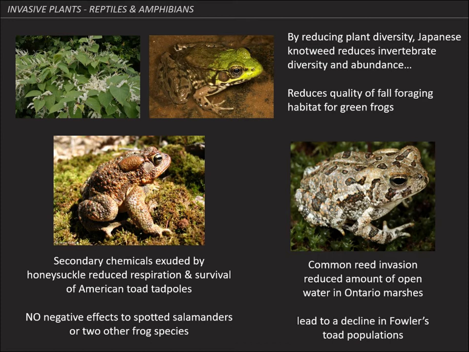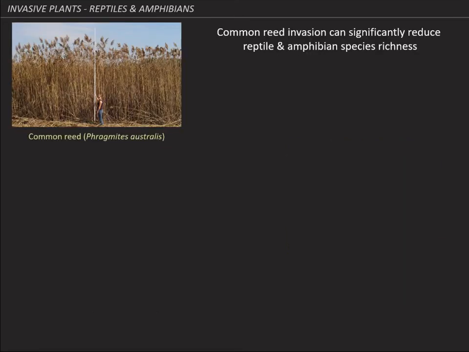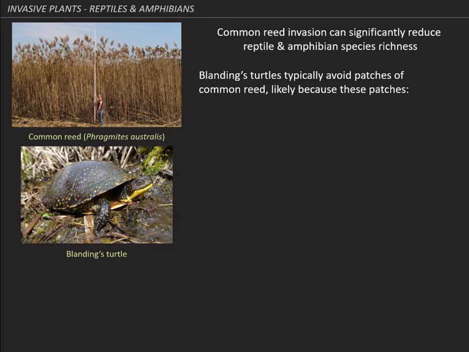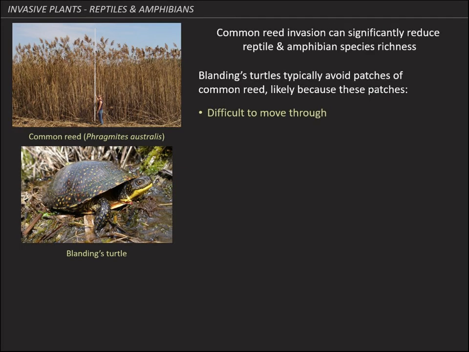Invasion of dense stands of common reed, Phragmites, can reduce the amount of open water in marshes, and this has been shown to lead to a decline in Fowler's toad populations in Ontario. And by growing especially dense, common reed can significantly reduce the number of amphibians and reptiles that will use invaded areas as habitat. Blanding's turtles typically avoid dense patches of common reed, probably because they are difficult to move through.